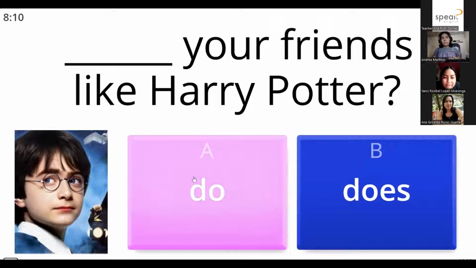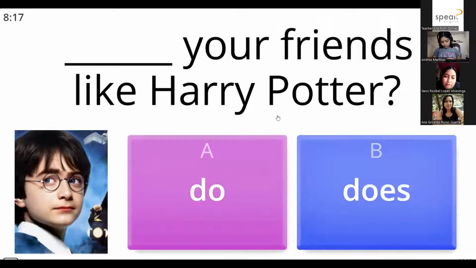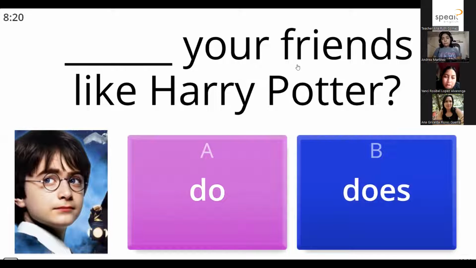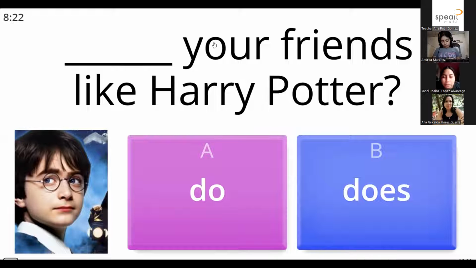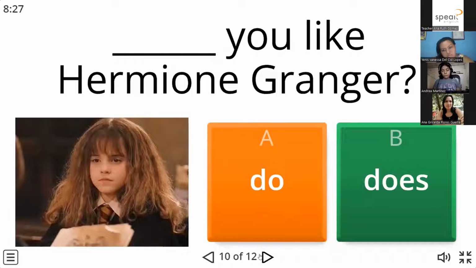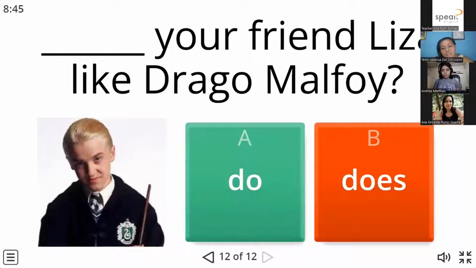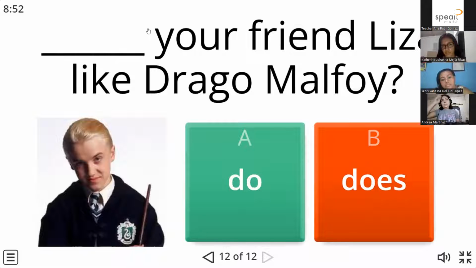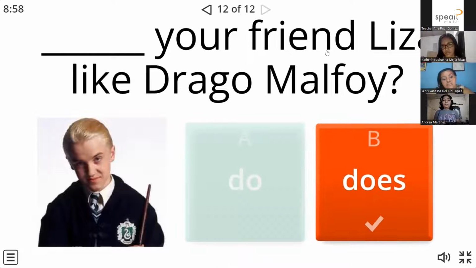Remember everybody that we use do when we have they, I, you, and we, and does when we have he, she, it. And your friends is plural, is they. So do, not does, okay? Very good, because you have plural. What about the next one? Option A. Do. Exactly, because the subject is you. Do you? All right, what about the next one? Your friend Lisa, like. Option B, because that's your friend, okay?